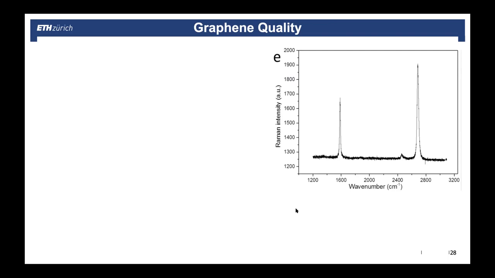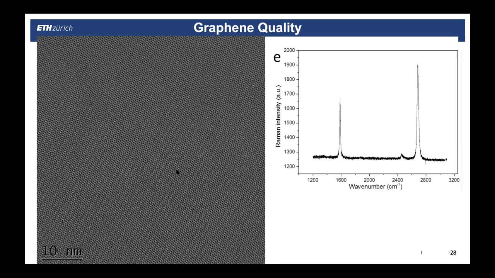But let me first prove that we really had graphene. So we took it off and put it into a microscope. This is not extremely high resolution. It's just a picture zoomed out a bit so that you can see that we had large areas without too much stuff and dirt. This is just as transferred and washed, and it's actually a large area, quite clean. And the graphene quality, according to Raman, was really, really good.